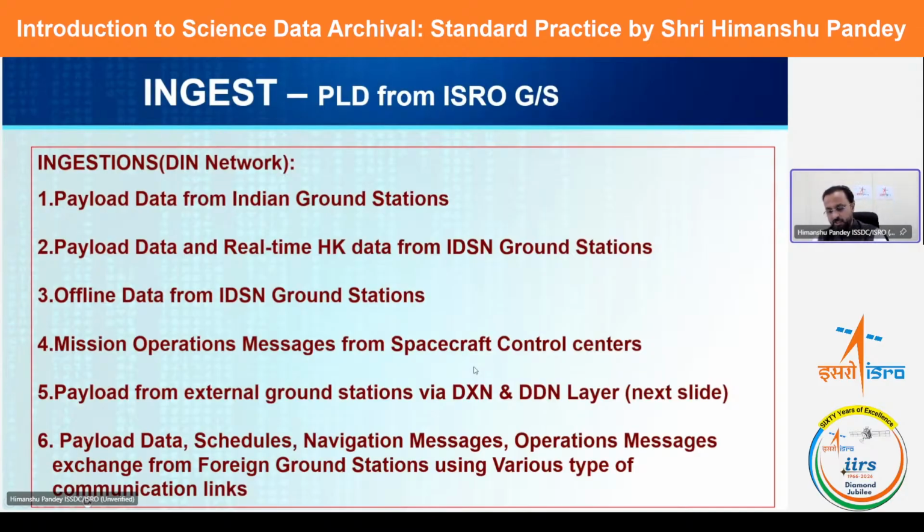You see, there are many things: scheduling files, tracking files, ELE elements files. Many things are being exchanged between the space propagation center and the ground station. Those are also going to be the same. Payload data from the exchange ground stations comes via the data exchange and dissemination layer, which you might have seen previously and is also present in the next slide. And the payload data, schedules, navigation messages and operation messages are exchanged from the foreign ground stations using various types of communication links. So we are also connected to foreign ground stations through different kinds of links.